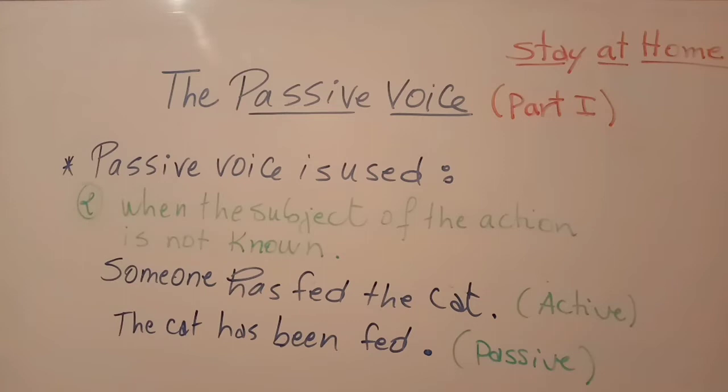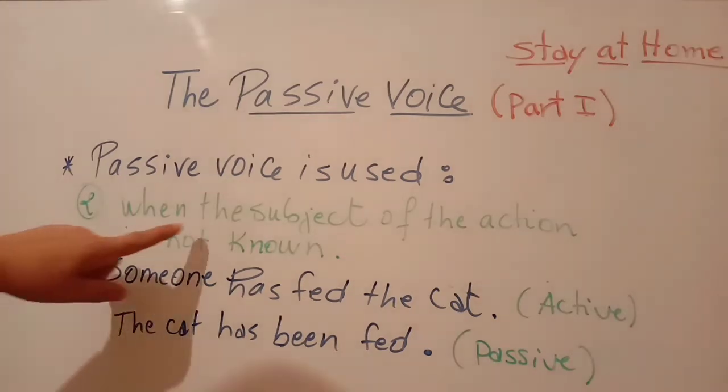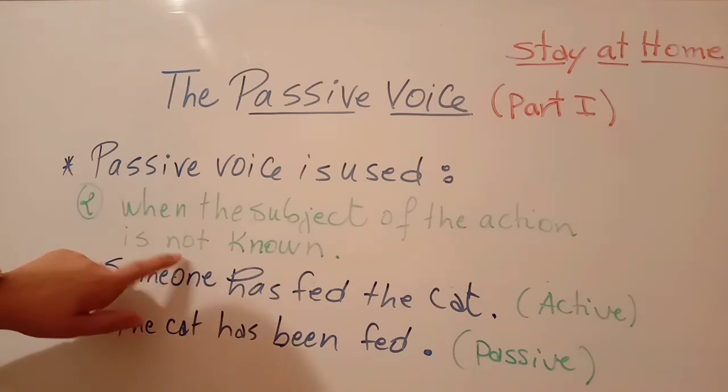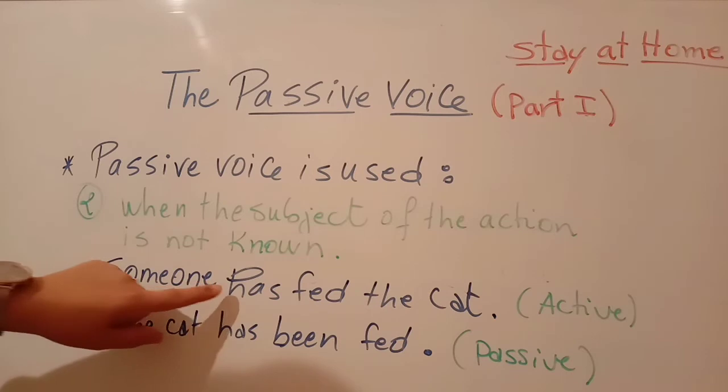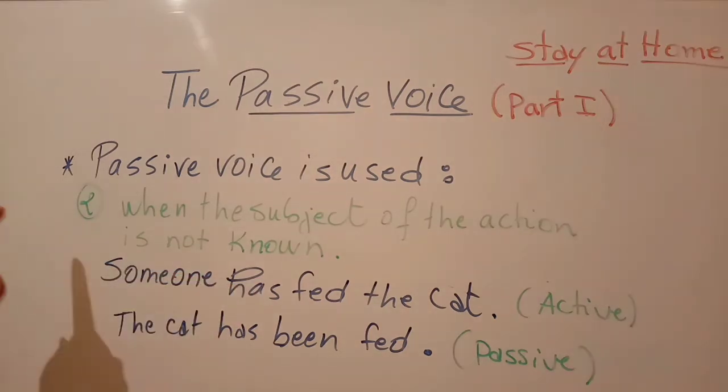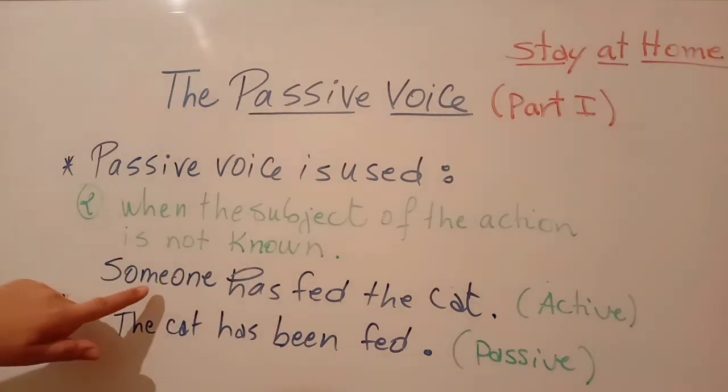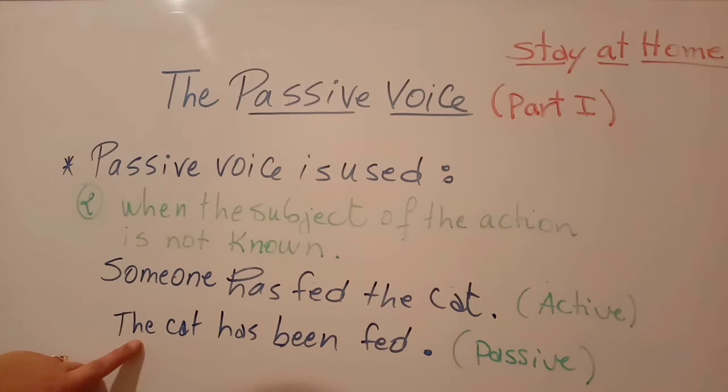So the second use of the passive voice is when the subject of the action is not known. We don't know who did the action. For example, someone has fed the cat. So as you see in the active voice, we have someone. So we don't know the subject of the action with someone. So it's better to use the passive voice. The cat has been fed. Is it clear?